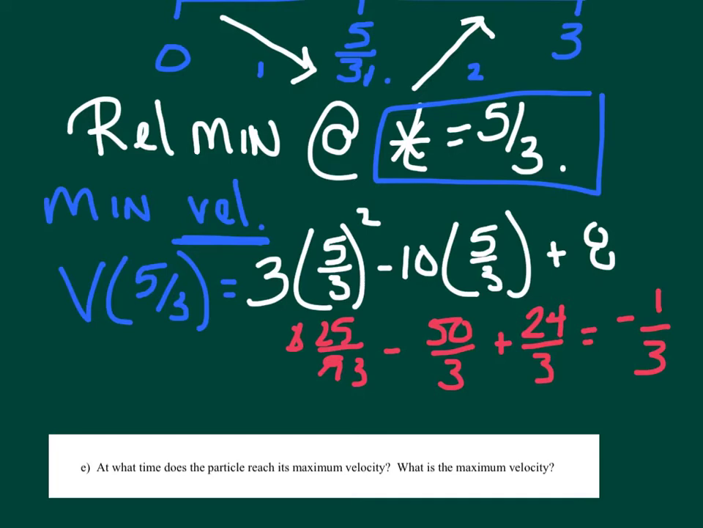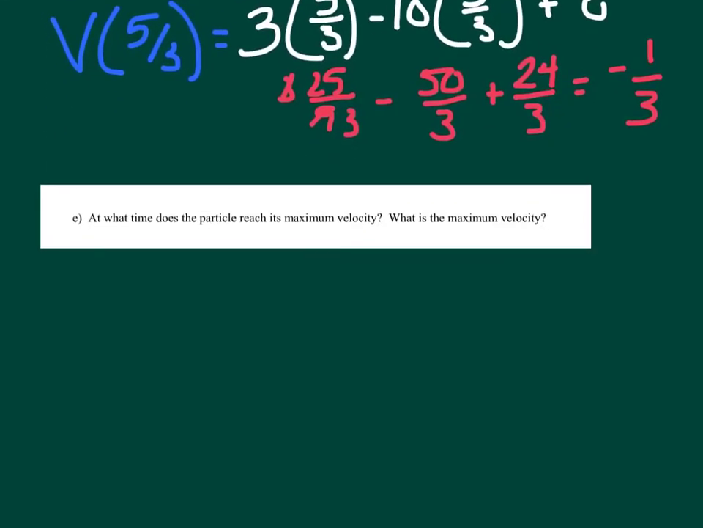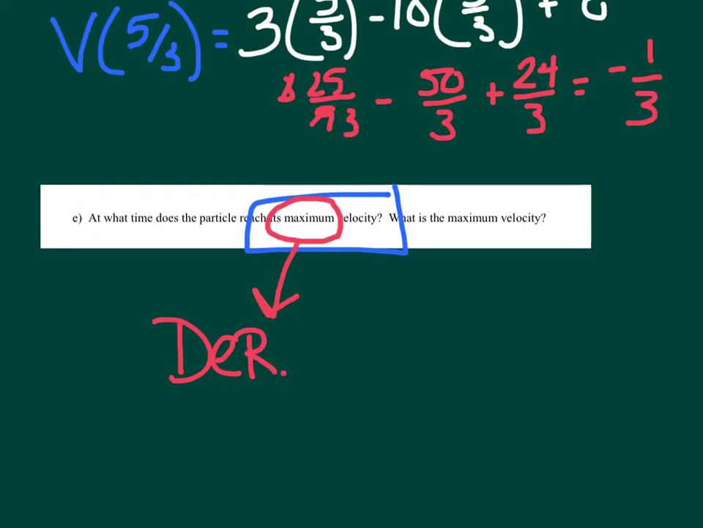Question E then says, at what time does the particle reach a maximum velocity? All right, so this is really just about slowing down and looking for keywords. Maximum's going to start me off by saying take the derivative. Anytime you want a min or a max, you make a sign chart, you take a derivative. Who do you want to find the derivative of? I want the derivative of velocity.